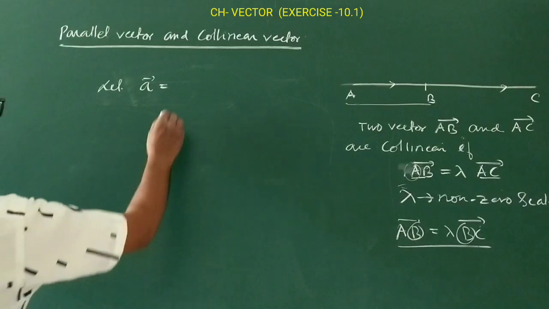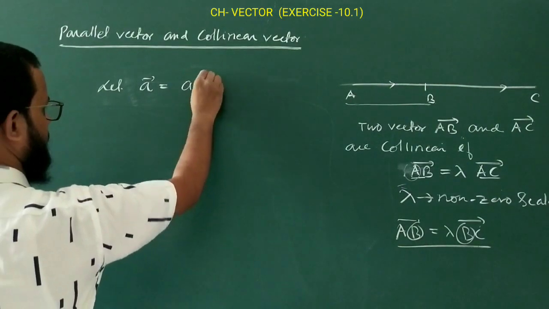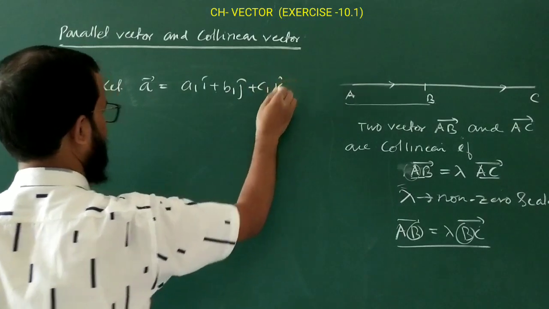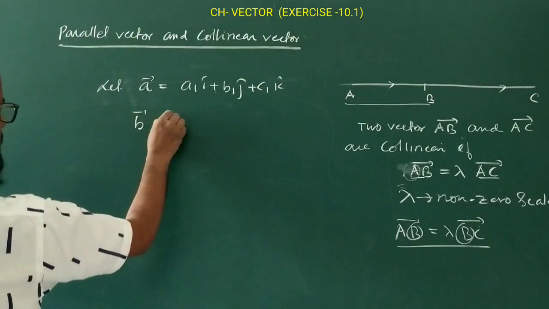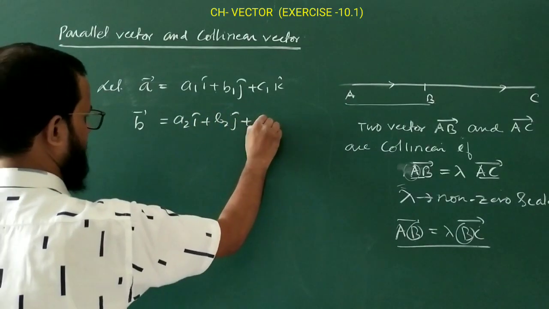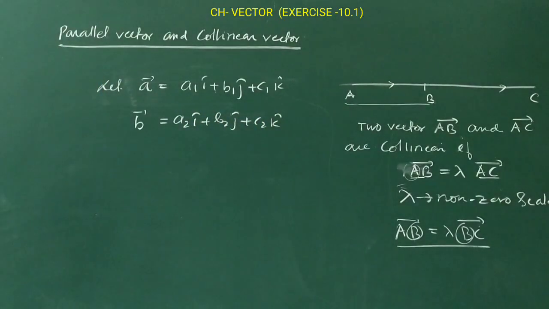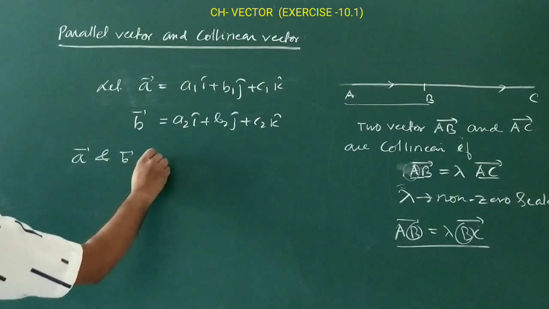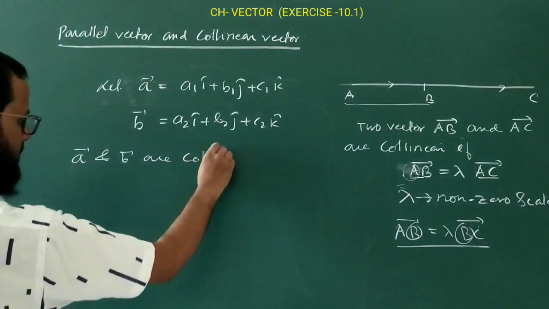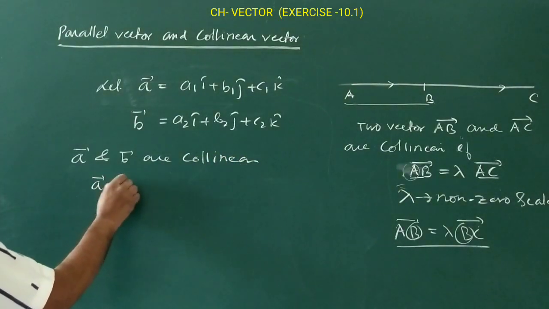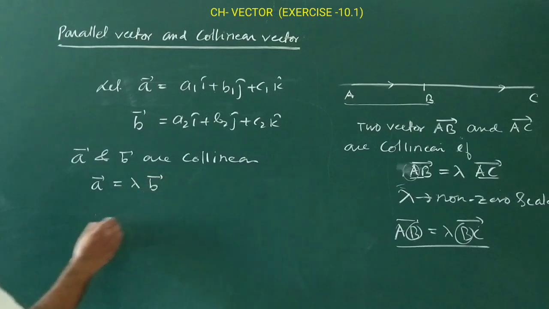A vector equal to, suppose, A1 i cap plus B1 j cap plus C1 k cap, and B vector equal to A2 i cap plus B2 j cap plus C2 k cap. Now A and B are collinear. So what is the condition for collinear? A vector is equal to lambda into B vector.